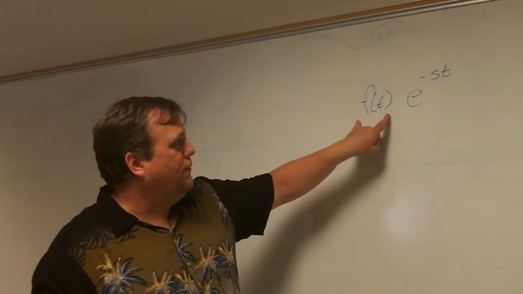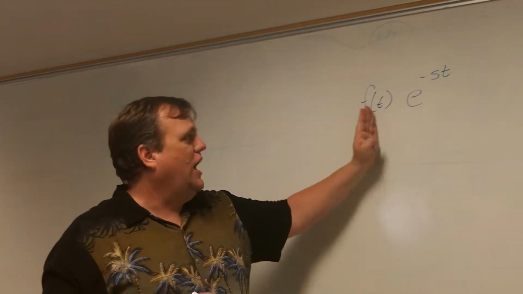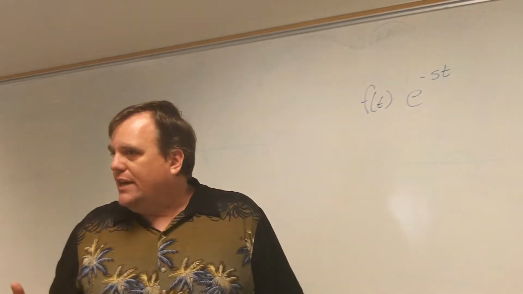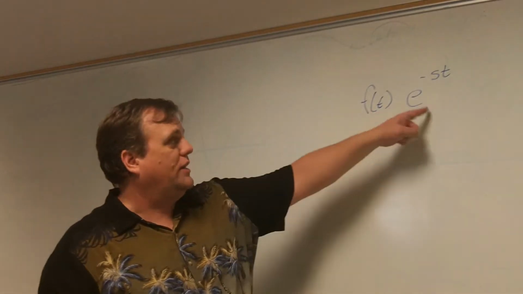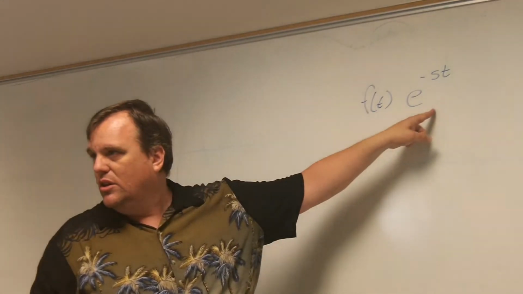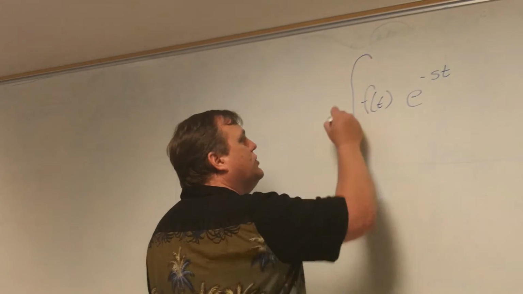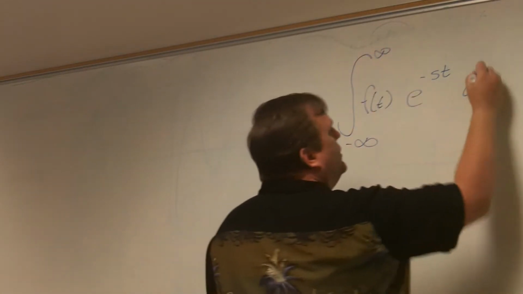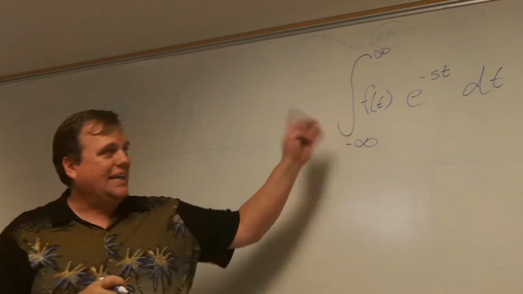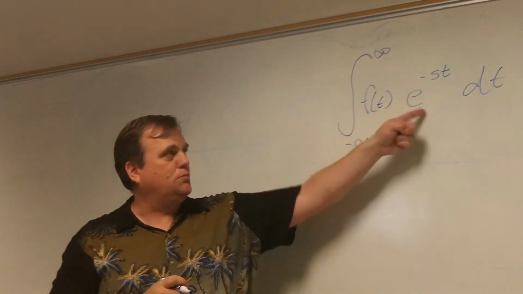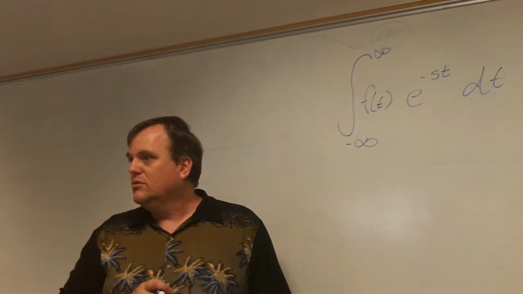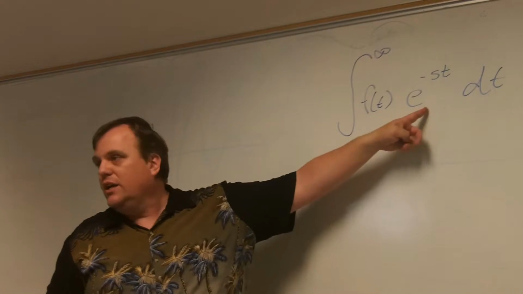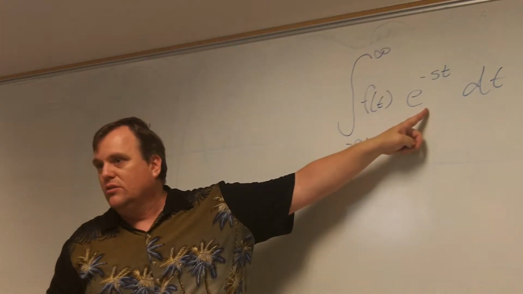If I'm going to rewrite a function in terms of something else, you've got to find out how much of this is pointing in that direction. The way you do that is you calculate its projection. How much of that is projected into this space? Well, the definition of the projection tells me that I've got to run this from minus infinity to infinity of this, with respect to time. That is the definition of how much this is pointing in the direction of that. It's just the projection. What is the length of f of t in the e to the minus st direction?